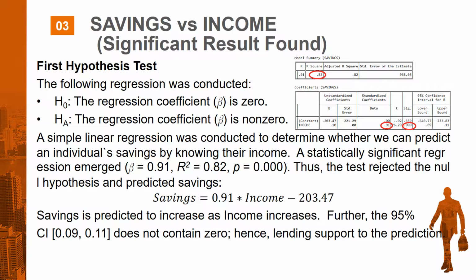Our equation here says that savings is equal to 0.91 times income minus 203.47. So if we know an individual's income, we can predict that individual's savings by plugging in the income value, multiplying by 0.91 and subtracting 203.47 to get the individual's savings. That's pretty clear and straightforward. Savings is predicted to increase as income increases. We can see that from our beta value, very strong at 0.91. Further, the 95% confidence interval, 0.09 to 0.11, does not contain the zero value, hence lending further support to our prediction.